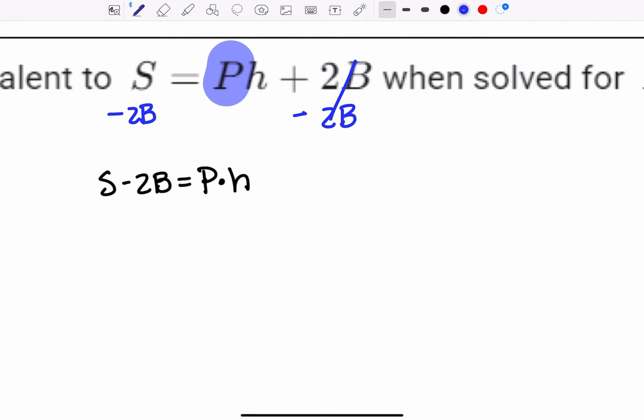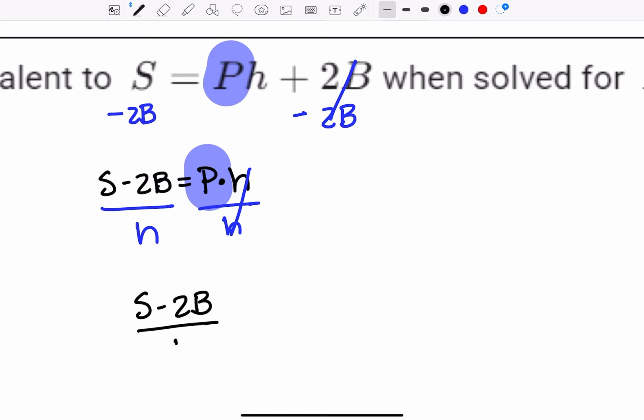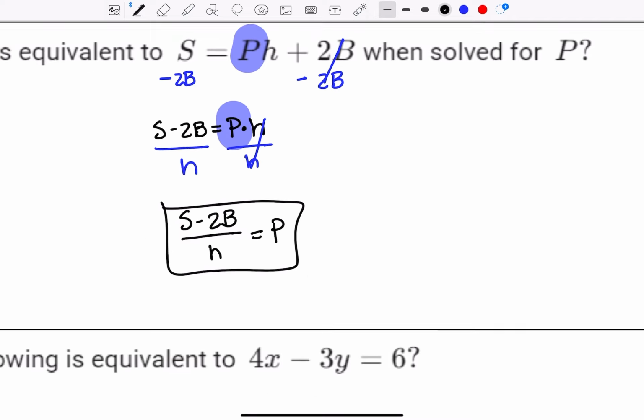The inverse of multiplication is division. So again, I want to get P by itself. So I'm going to divide by H, and then I have S minus 2B over H is equal to P. And that's your final answer.